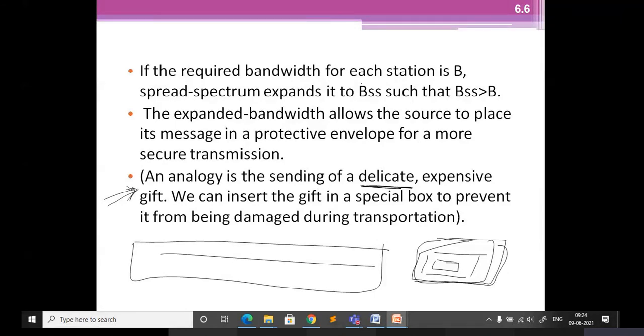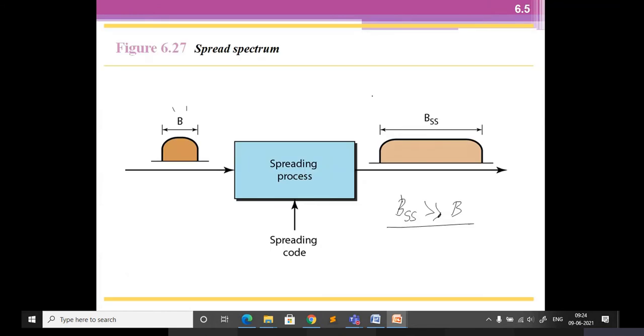So if the required bandwidth of each station is B, and spread spectrum expands it to BSS, that is what is shown in the previous diagram. How did I get BSS? By using this spreading process. We will be discussing what this spreading process is and how it is done. You are just adding some extra redundancy and it is changed to BSS.